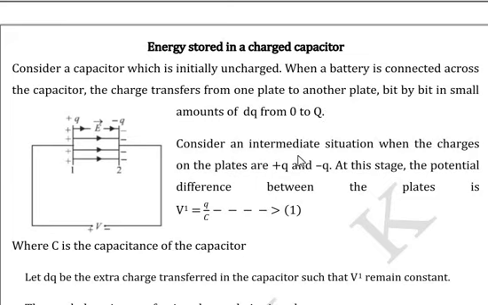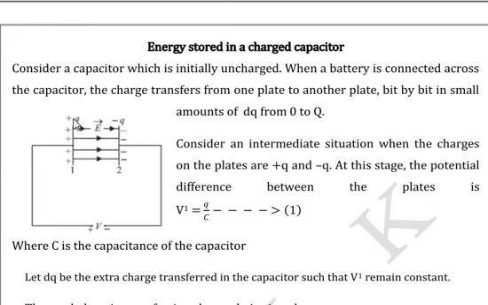Now during the process of charging of the plates of the capacitor, we will consider an intermediate situation when the charges on the plates are plus q and minus q. That means it has not yet got completely charged. Still the process of charging is continuing. Now at this stage the charge on each plate is small q. Now we shall think of transferring a small charge dq onto the plates of the capacitor.